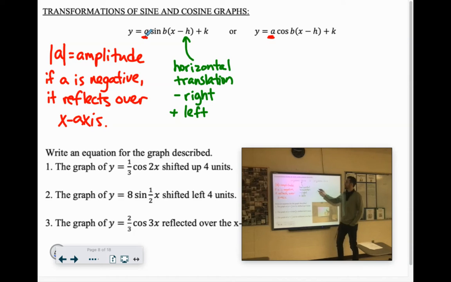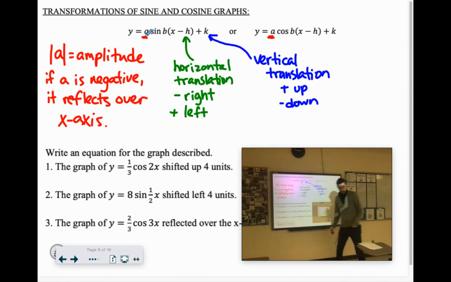The K, that's your vertical translation. So if it says plus, you go up that far. If it says minus, you go down that far.